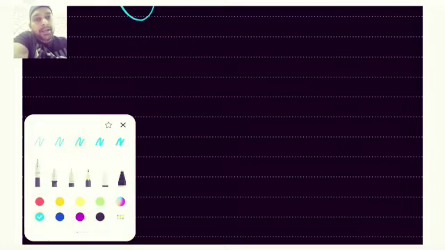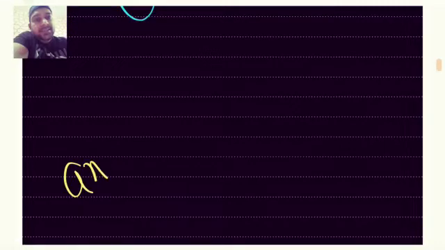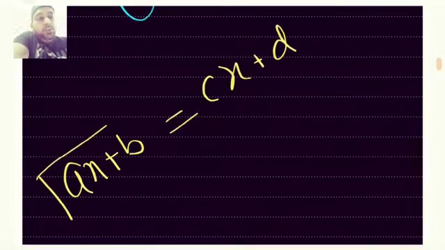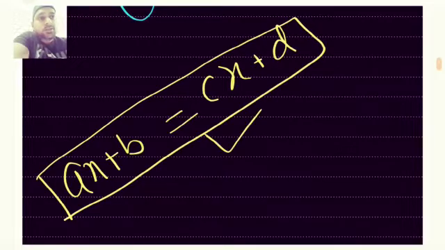Before proceeding to quadratic equations, I would like to tell you what equations are first. In mathematics, an equation is a statement that asserts the equality of two expressions, right? Suppose I take one expression as ax plus b, another expression as cx plus d, and when they are equated to each other, they form an equation. So this is an equation.